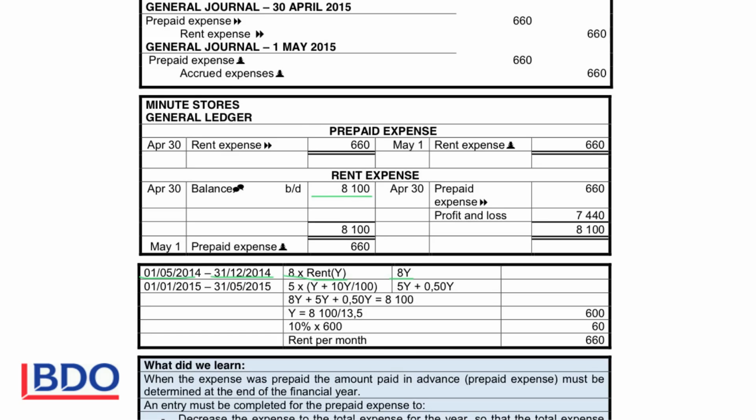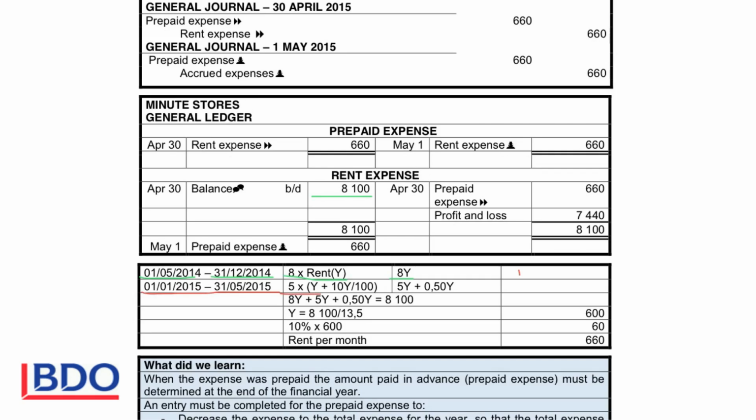From the 1st of January 2015, up to the 31st of May 2015, we paid the increased amount. That means we didn't only pay up to the 30th of April because they say we paid 1 month in advance. So we paid for 5 months that Y amount.